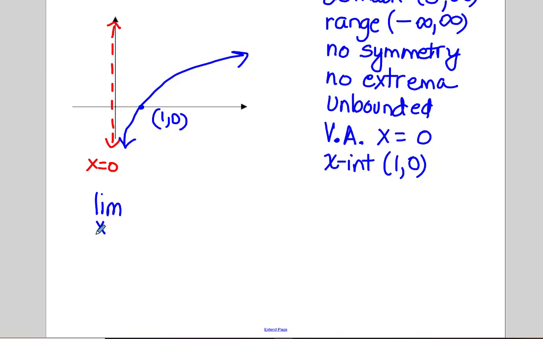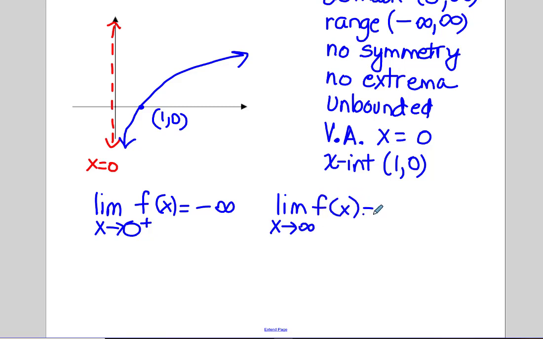For end behavior, let's practice with our limit notation. As you approach 0 from the right, the function is unbounded downward. And as you approach positive infinity, the function is unbounded infinitely up. So we've analyzed it completely.